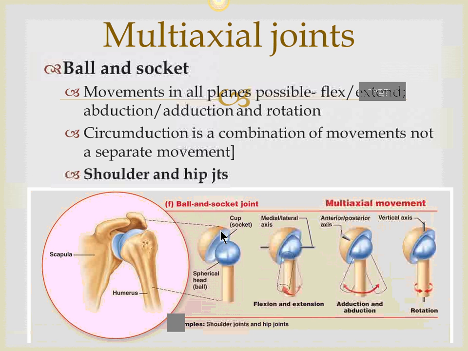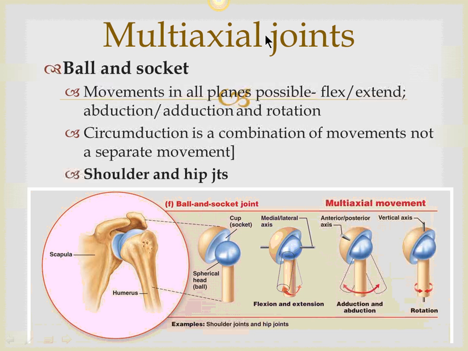Then lastly, we have multiaxial joints, where we have joints which can perform movements in all three axes. So if you look, they can do it in this transverse axis, which is flexion extension. They can do it in this anteroposterior axis, which is abduction, adduction. And they can do it in this vertical axis, which is rotation. So remember, rotation occurs along a vertical axis. Abduction, adduction occur along an anteroposterior axis. And flexion, extension occur along a transverse axis.